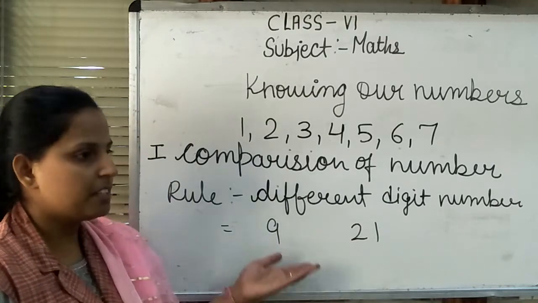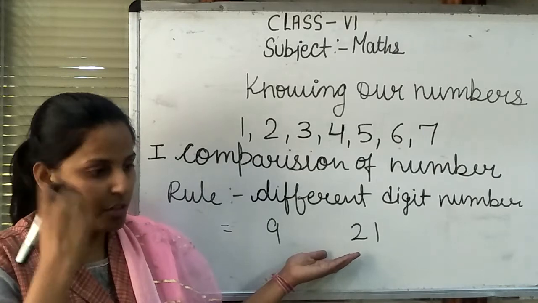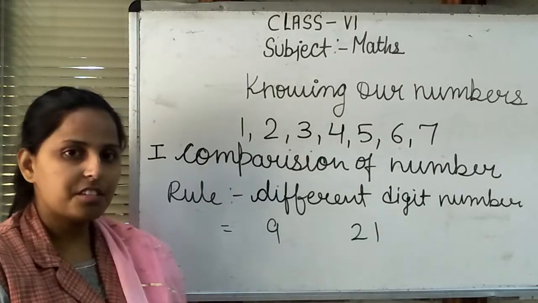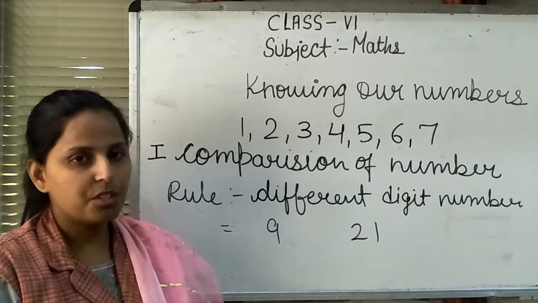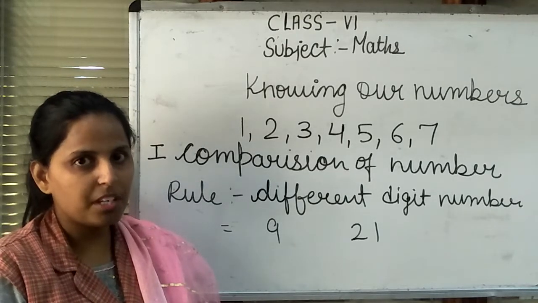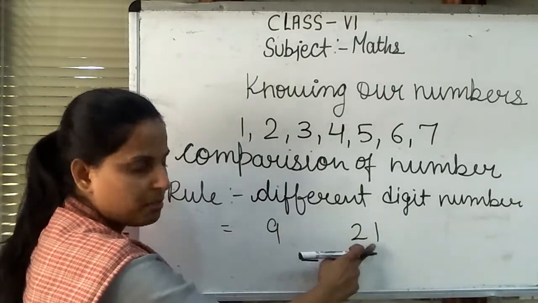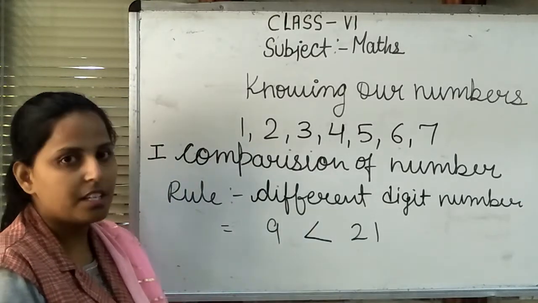So now how to compare? This is easy to compare, because a one digit number is smaller than a two digit number. Clear? Similarly, a three digit number is greater than a two digit number, and when we compare a four digit and a five digit number, the five digit is greater. Similarly, 21 is a two digit number, so it is greater than 9, because 9 is a one digit number.